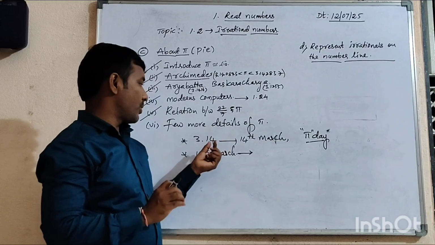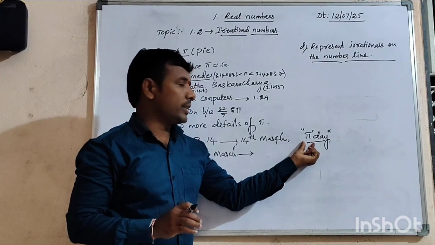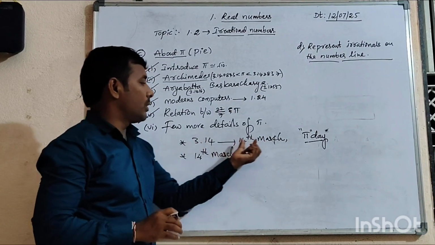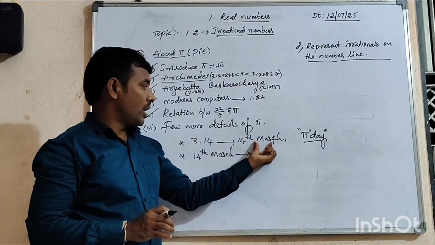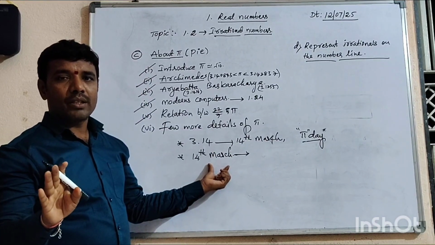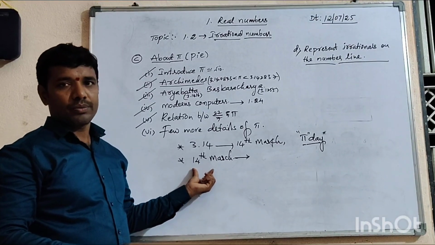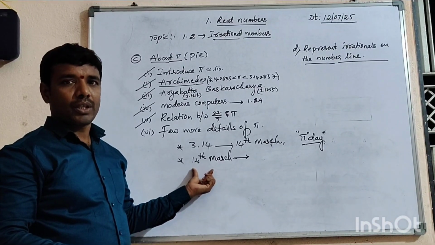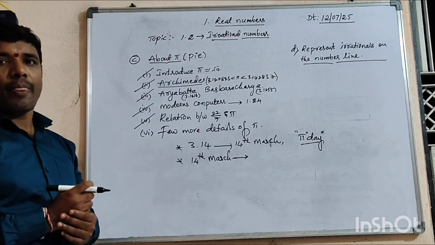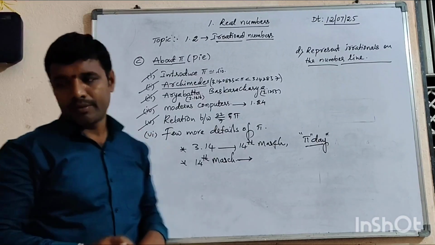Once again, I will remind you. Our Indian government, maybe in 2011, announced 14th March as Pi Day. On that particular day, the physics scientist named Albert Einstein was also born. I think you understood. So this is about Pi. Clear now? Any doubt? Okay, right.